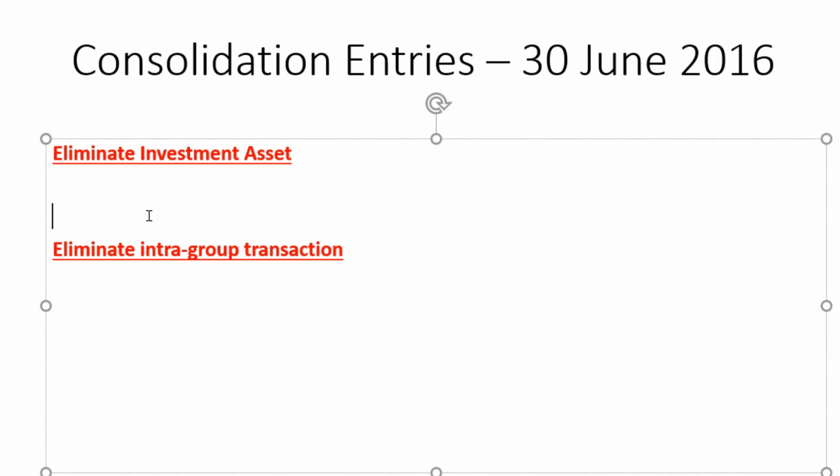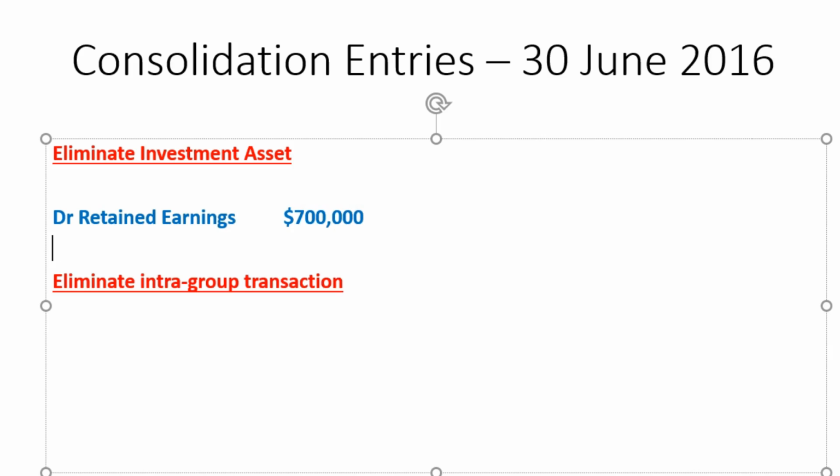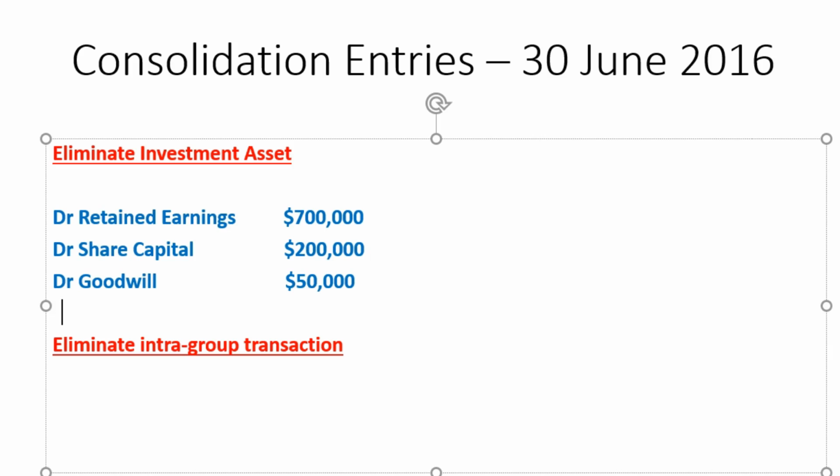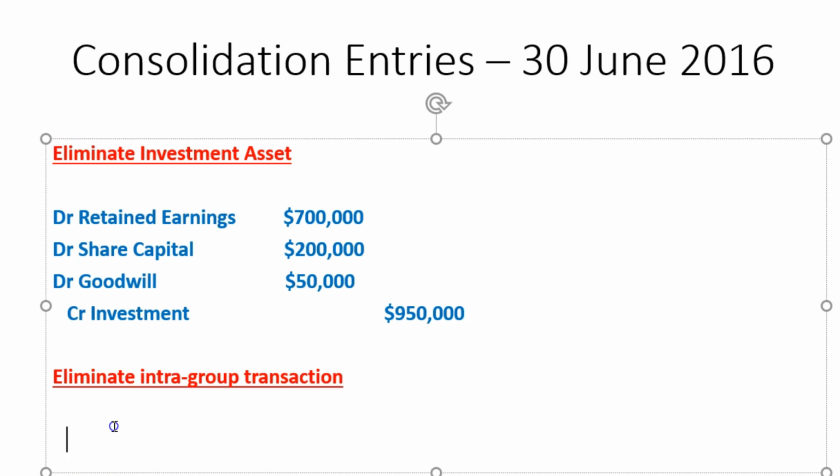So we're going to eliminate our investment asset as we've done before. So we'll be debiting retained earnings. And so we know that's 700,000. We will debit share capital, which again we knew was $200,000 straight from the question. We'll debit goodwill, $50,000 that we worked out from the acquisition analysis. And then we will credit our investment asset for $950,000.